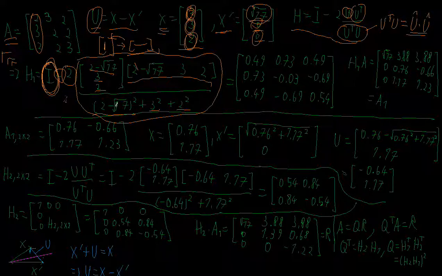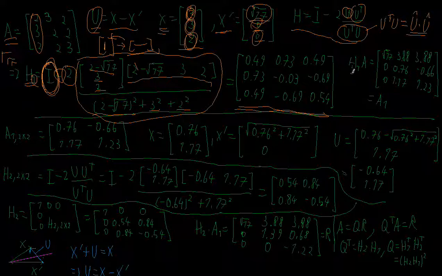So if you compute everything, you can plug that into a calculator, or if you are motivated, you can do it by hand, but I think this is near to impossible, but you can try it if you want. You should get this result here: 0.49, 0.73, 0.49, 0.73, 0.49, negative 0.03, negative 0.69, negative 0.69, 0.54, okay? And so that is our first Householder transformation. Let's call it H sub 1.